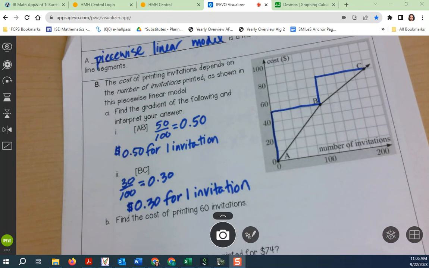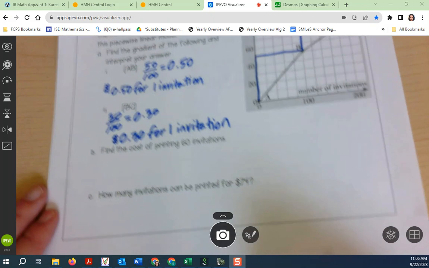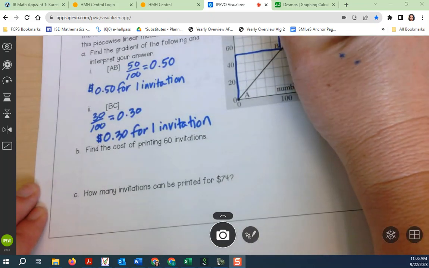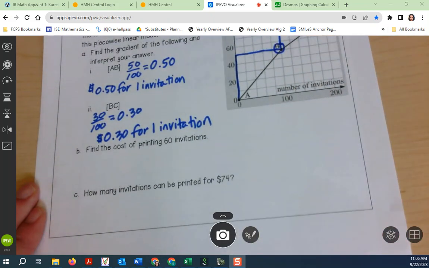So when does it switch over between the low price and the high price? More than 50. When does it, look at the graph. Oh yeah, $50, good. And how many invitations? 100. So it switches over between $50 and 100 invitations. This right here is the important point.